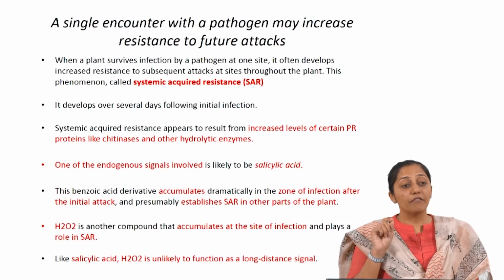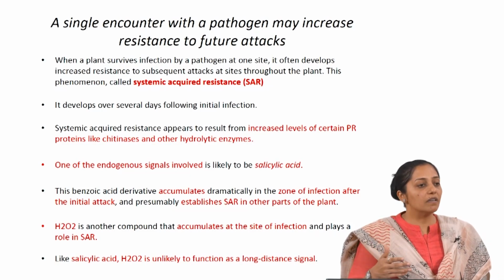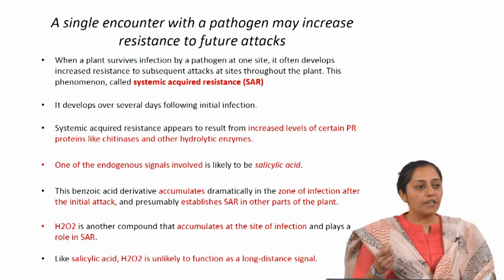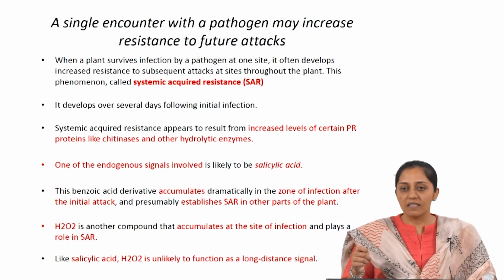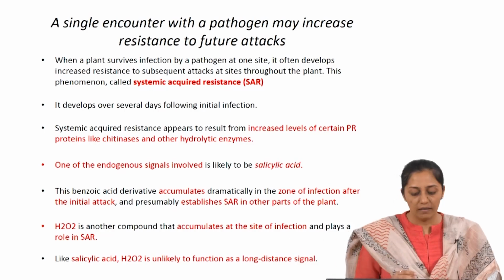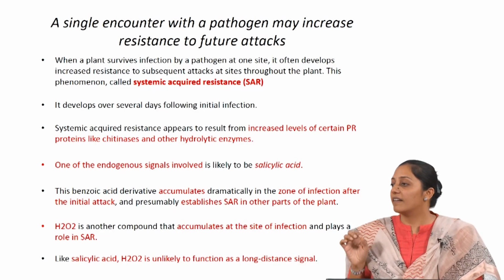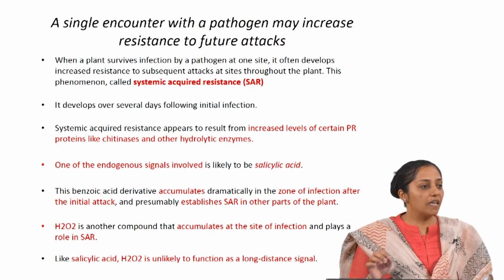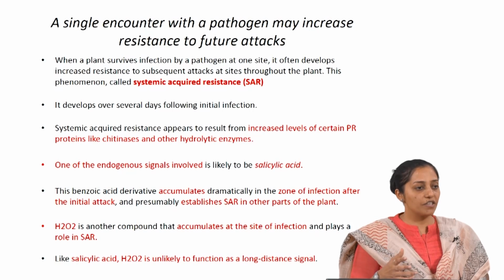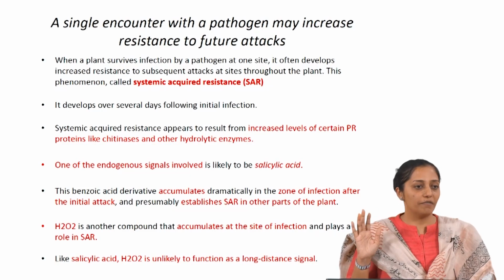Now when a plant survives a first infection, it can resist. It has been observed that subsequent resistance increases. So the first infection is said to improve its resistance, so they are able to show better resistance during further infections of a similar kind. This phenomenon is called systemic acquired resistance. Now what is involved in systemic acquired resistance? It develops over several days. It is not that it happens suddenly after the infection. The plant develops it days after the first point of infection.